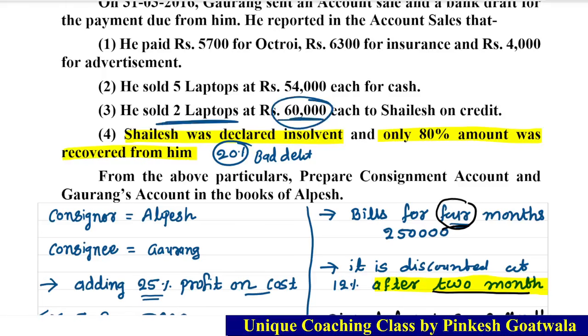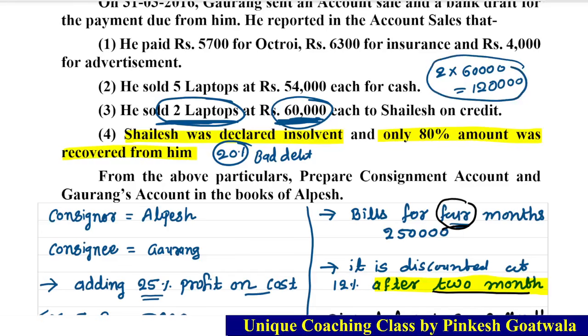Sorry, total 2 laptops sold at 60,000 to Silas. Okay, how many laptops were sold? 2 laptops at 60,000. So we have made total 1,20,000 sales to Silas. 2 laptops each of 60,000, that is 1,20,000 of credit sale.